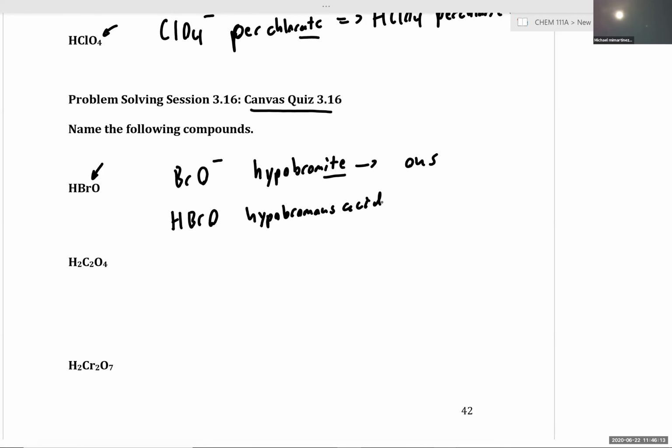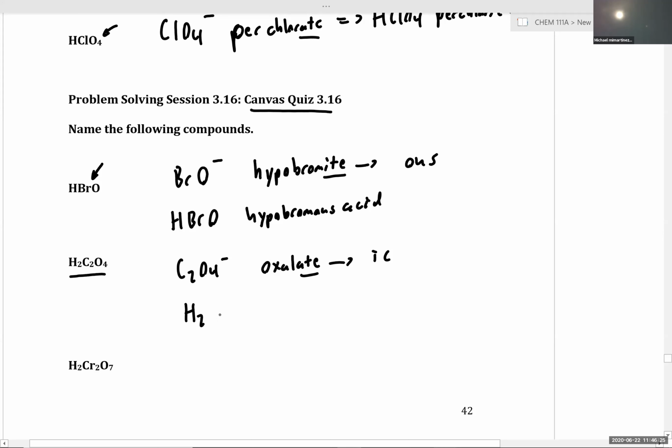Let's look at another example, H2C2O4. So C2O4 2 minus is known as oxalate. ATE is replaced with IC. So H2C2O4 is known as oxalic acid.